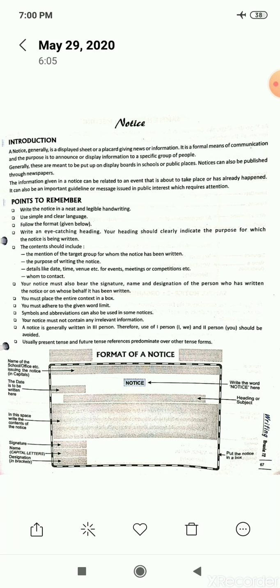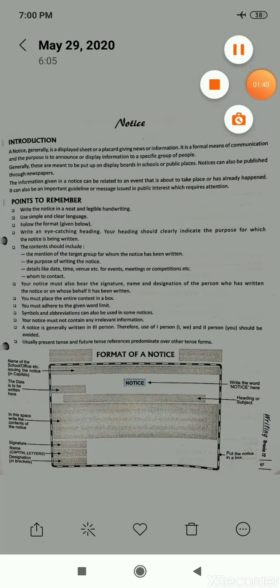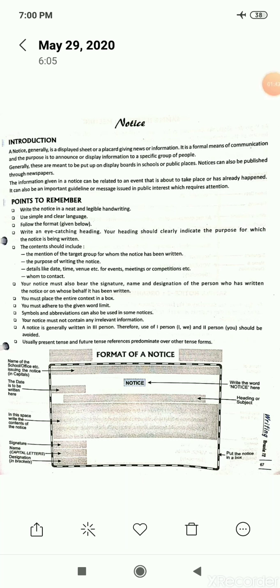our information, right? Notice is a formal means of communication, and its purpose is to announce or display a specific information to a specific group of people. Notice is not written for all and sundry, it's not written for everyone. Notice is addressed to a particular group of people. Generally, the notices are meant to be put upon the notice boards, or display boards in schools, colleges, or public places, right? But note that notices can also be published in newspapers, right?